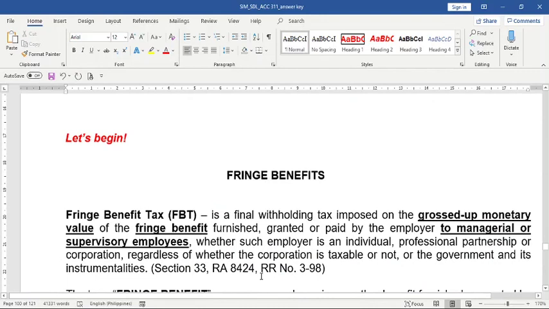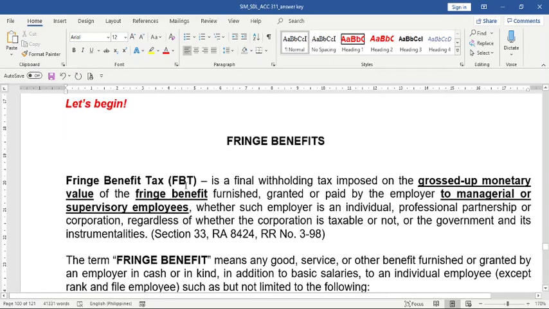This was discussed in our previous lesson, but not in detail. So now we will discuss it in a detailed way. In our previous discussion, it was more of a summary, but this one is now the computation, etc. So when we say fringe benefit, this is FBT, fringe benefit tax.